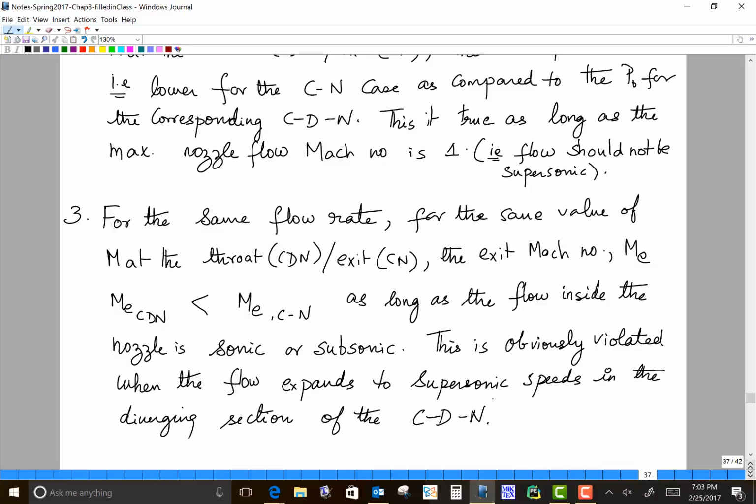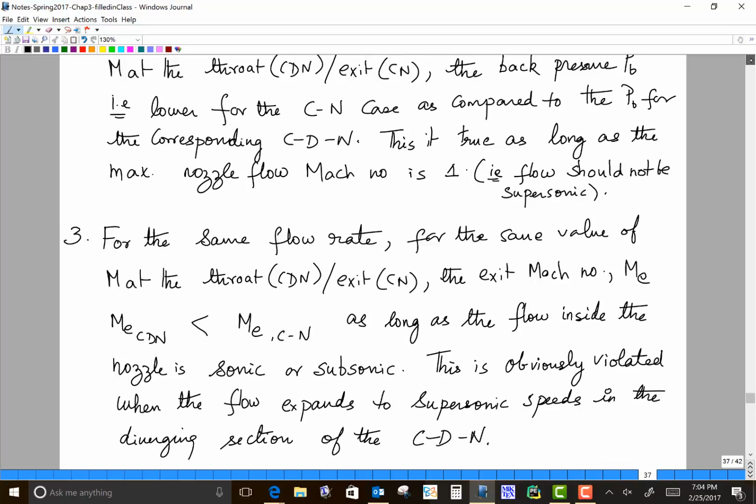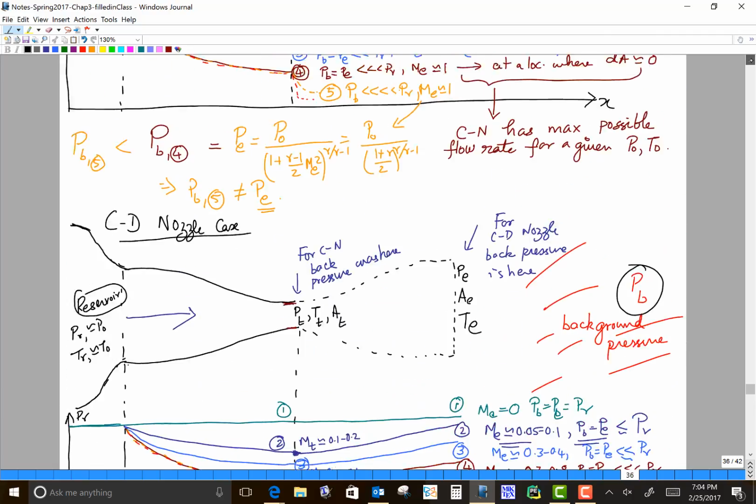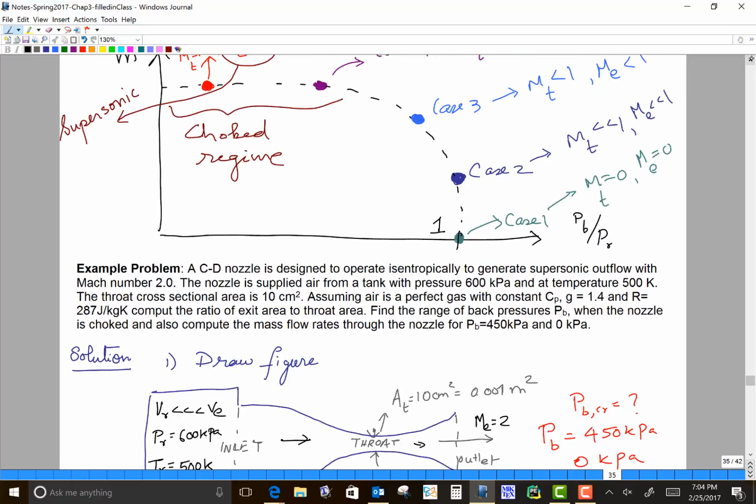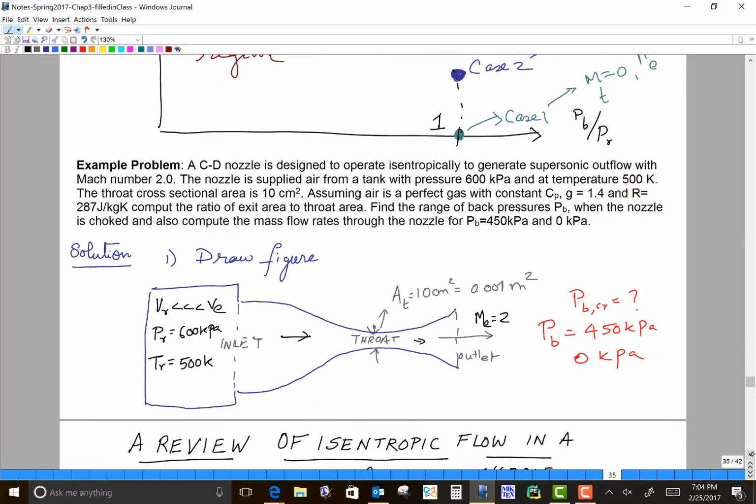Okay, so these are the three observations that I wanted to make, and it'd be useful for all of you to think through these observations and make any more observations on your own if you think they are relevant. I think this is important to realize: what are the trends between the converging diverging nozzle relative to the converging nozzle operation. So with this knowledge, there is one example problem that we are yet to complete, and so I need to work on this example problem.